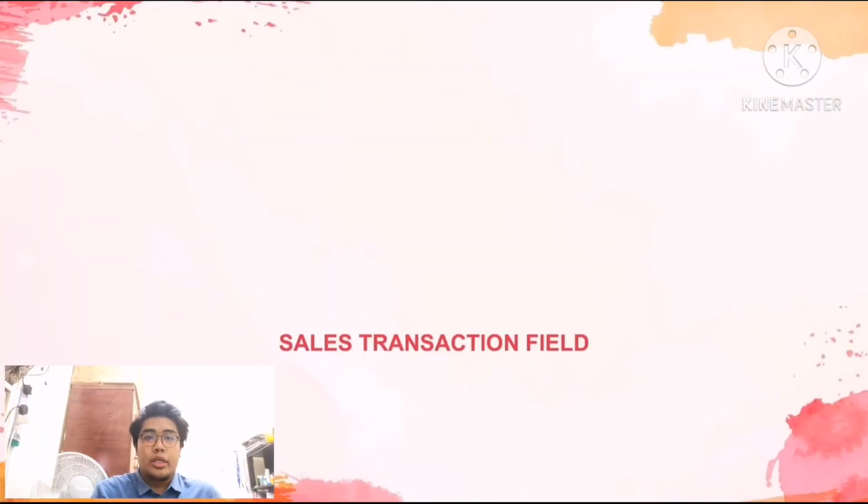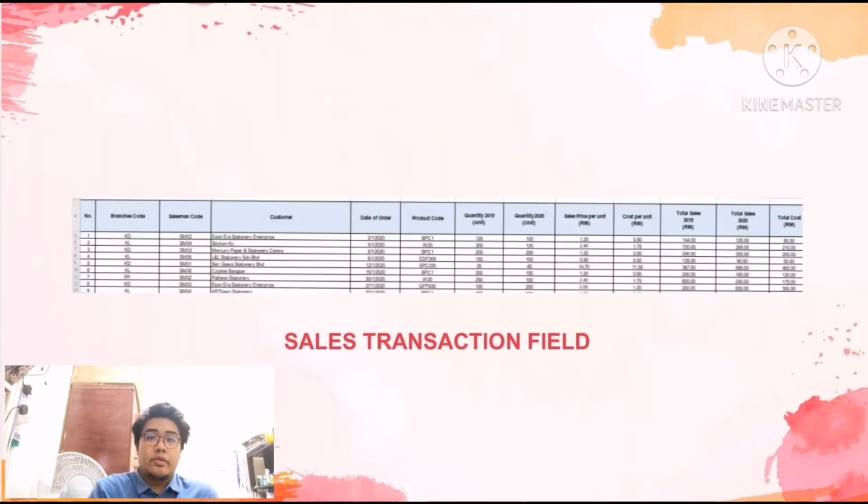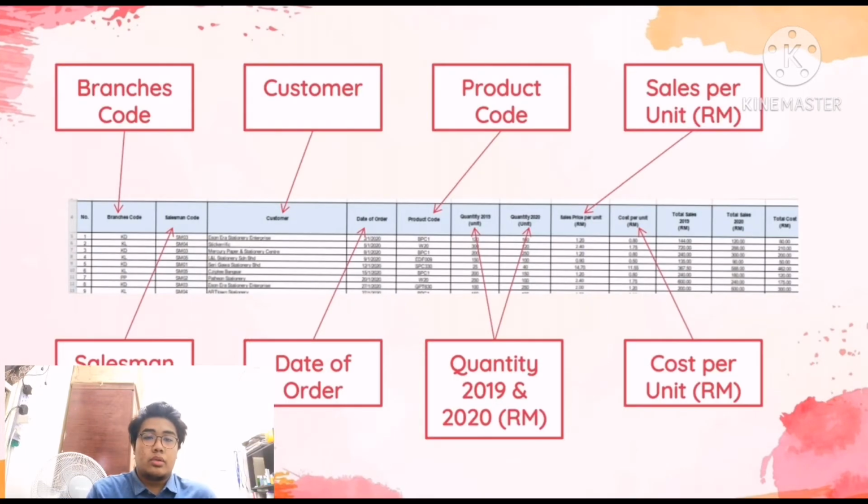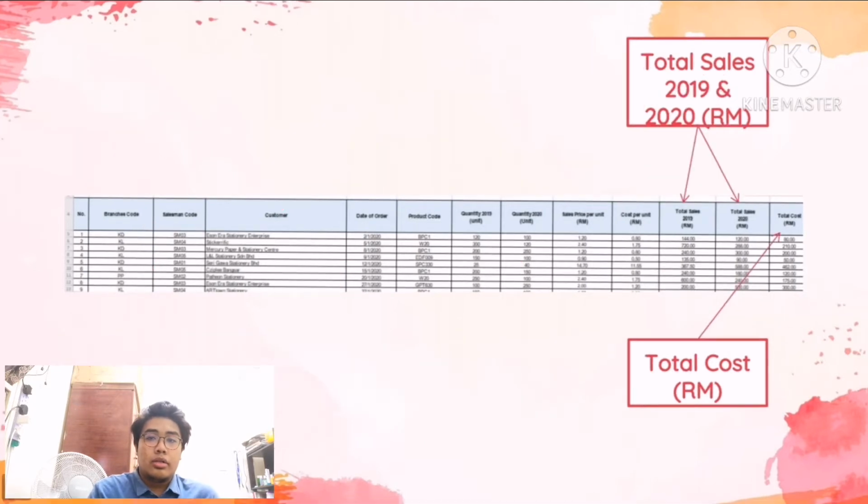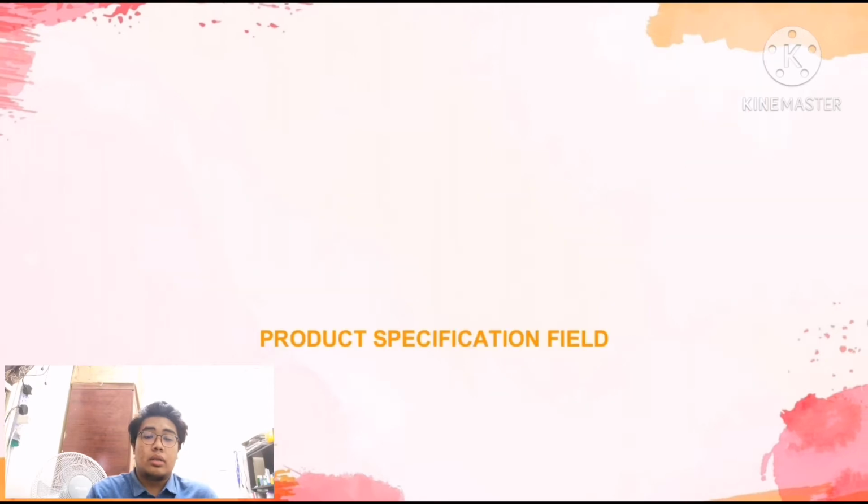Question 1. Data model of sales transaction. In the sales transaction fields, we include franchise code, salesman code, customer, date of order, product code, quantity for the years 2019 and 2020, sales per unit, cost per unit, total sales for the years 2019 and 2020, and total cost.